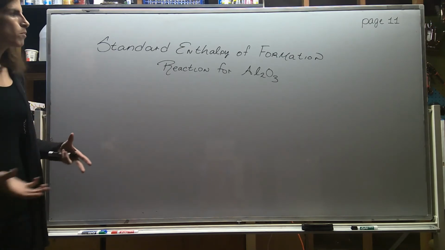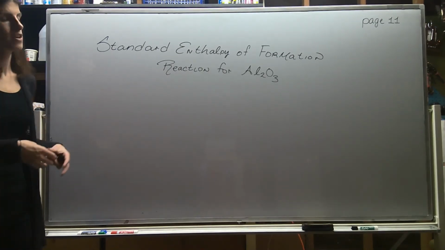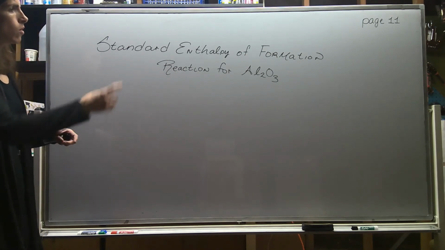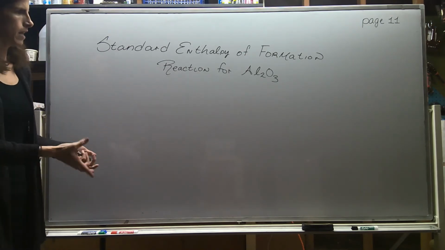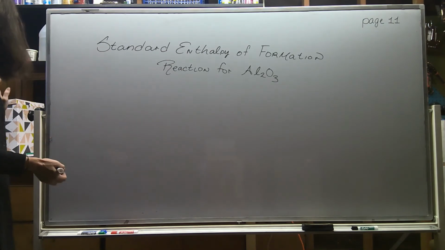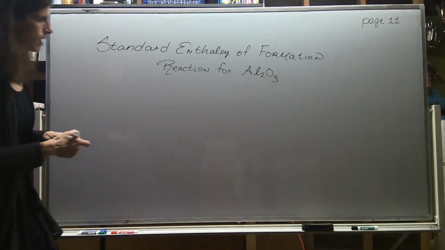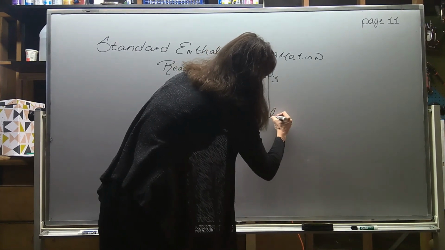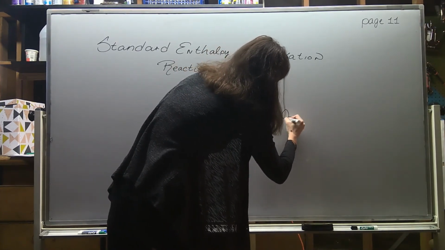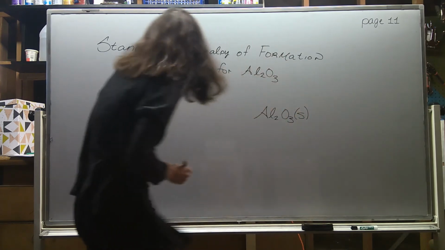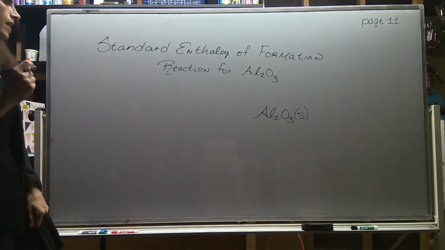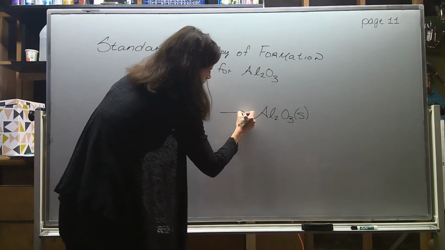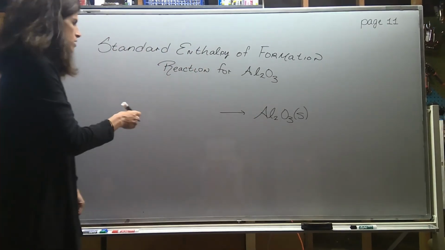So I want to do one more practice writing the standard enthalpy of formation reaction. So let's do this one for the aluminum oxide. And the aluminum oxide is a solid. It's one of the ones that are listed on your table there. And so that's going to be your product. And again, we want it to form from its elemental constituents.